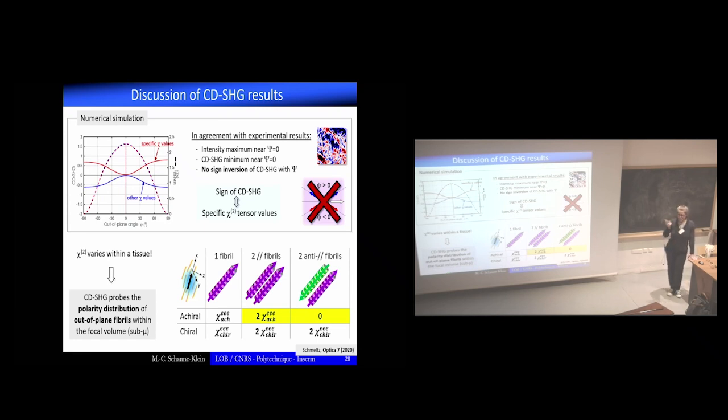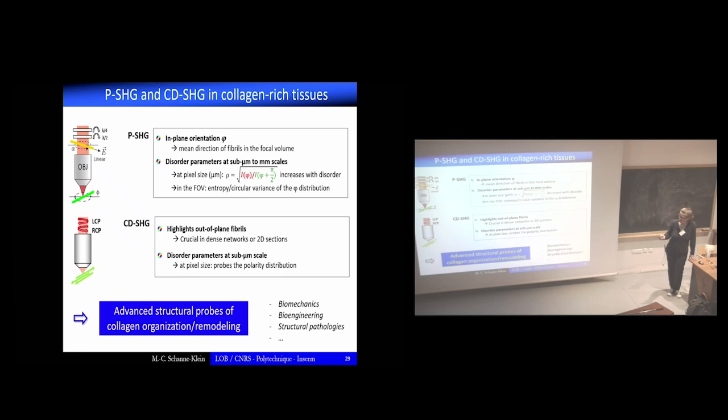So we have found up to now no application of this technique. Well, we see that there are different organizations within the cornea, but what's the interest of this technique, I'm not sure, but we are still looking for a relevant application in biology. Well, what is still interesting is that CD highlights out-of-plane fibers, and it's a disorder parameter, exactly like with linear polarization. That is, with polarimetry, we have a disorder parameter within the focal volume.